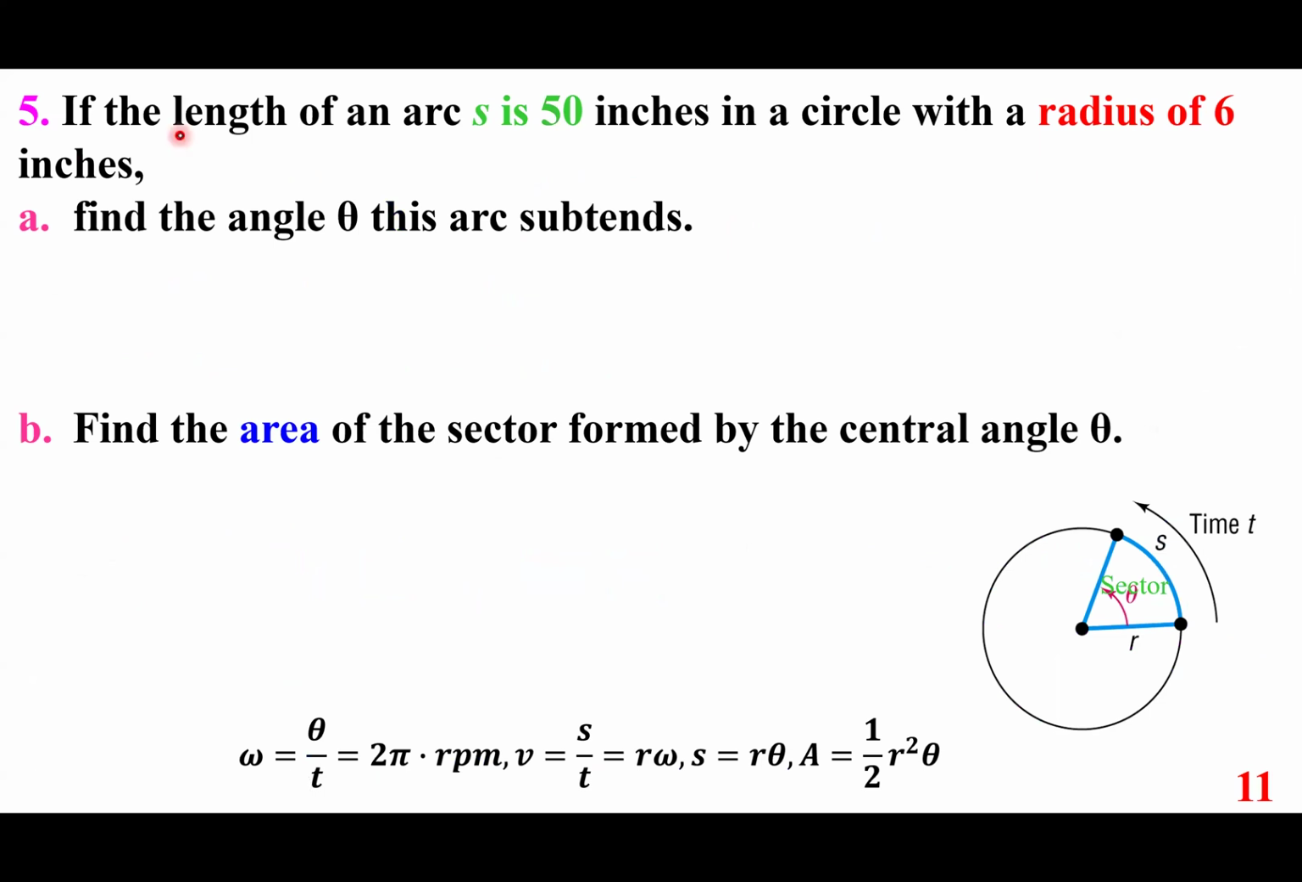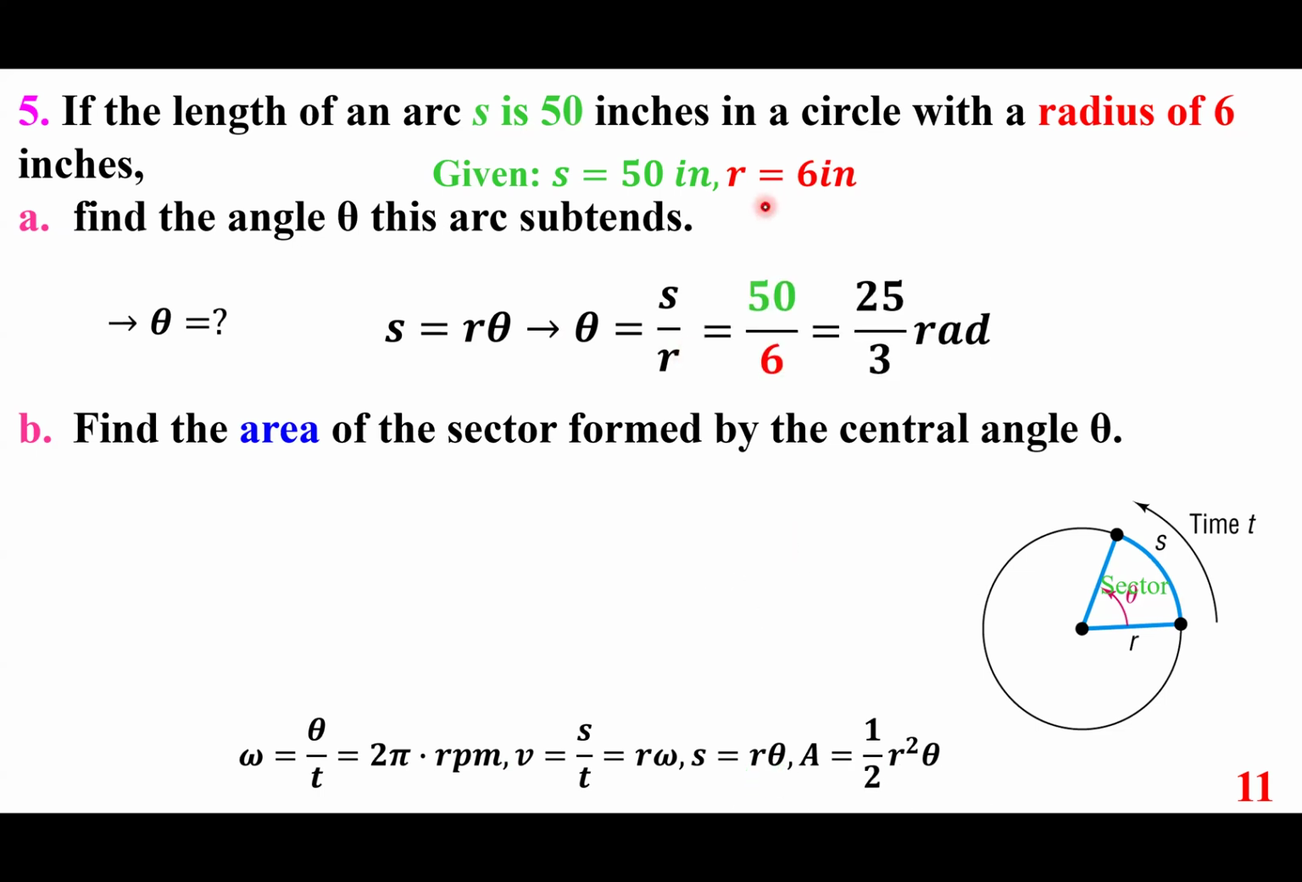If the length of an arc S is 50 inches in a circle with a radius of 6 inches, find the angle theta this arc subtends. In other words, what is given? S is 50, R is 6, and theta is missing. Well, since S equals R theta, theta must be S over R. 50 over 6, 25 thirds, and it's in radians.